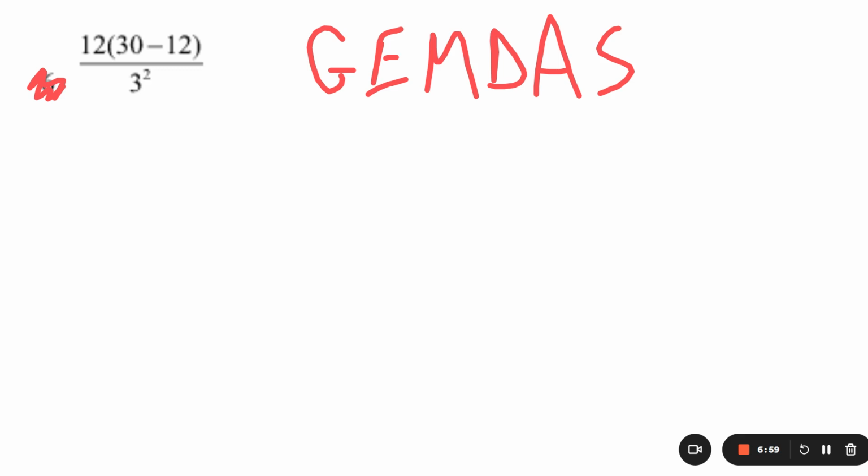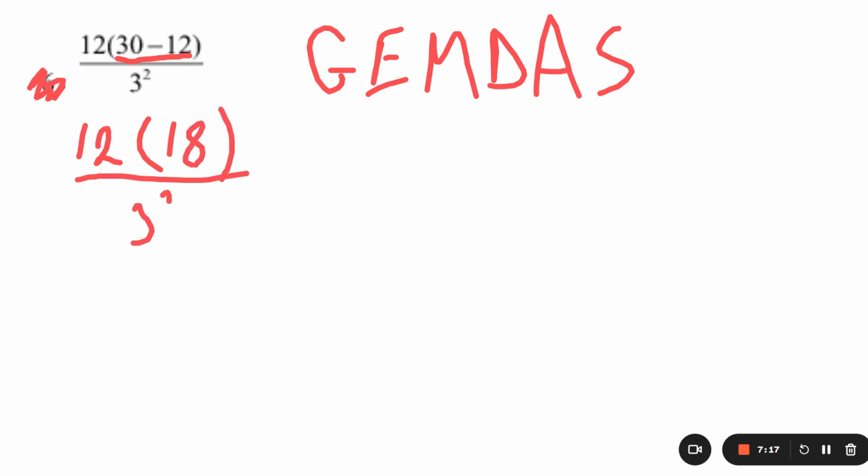So groupings, yes, I have that big division bar at the top, but inside of that, I have the parentheses. So I'm going to do that first. 30 minus 12 is going to give me 18. So I have 12 and then in parentheses 18, but it's a parentheses that has a single number in there. So that means that it's being multiplied. So that's what I'm going to do next. 12 times 18. All right. 216. So now I have 216 over 3 to the second power, or divided by 3 to the second power.